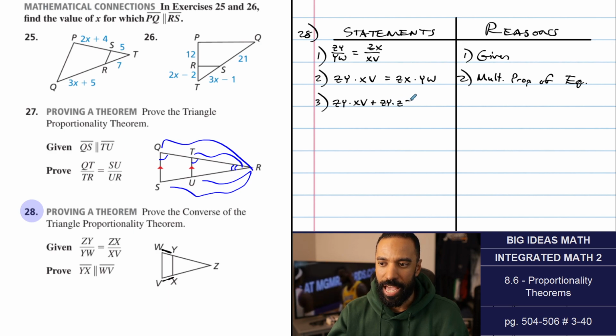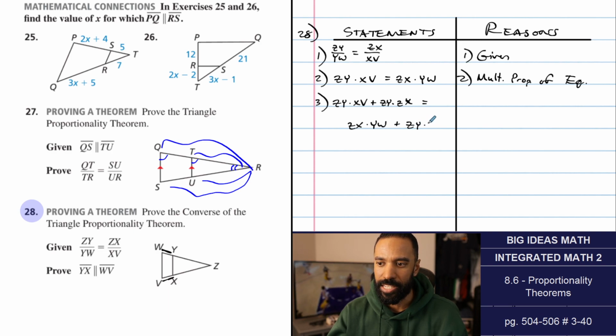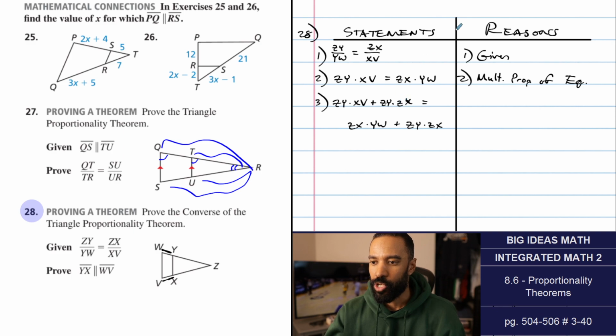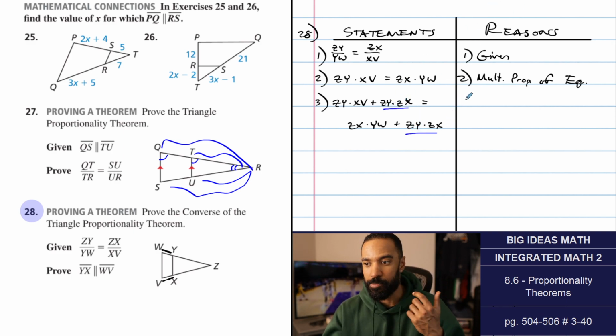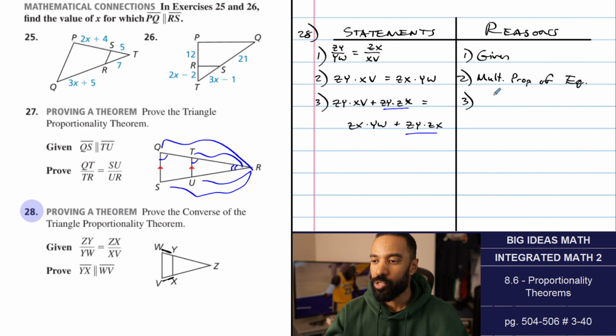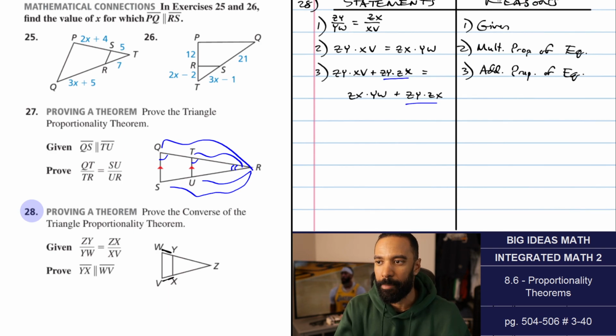ZY times ZX equals, and then here I still have ZX times YW plus the same ZY times ZX. I just don't have much room. So I just inserted these into there. It seems random, but that's what I was saying. I need some sort of creation of this thing here. So this is the addition property of equality. And it's for a very specific reason, though. This will allow me to seek a common factor that exists in both sets of these things here.